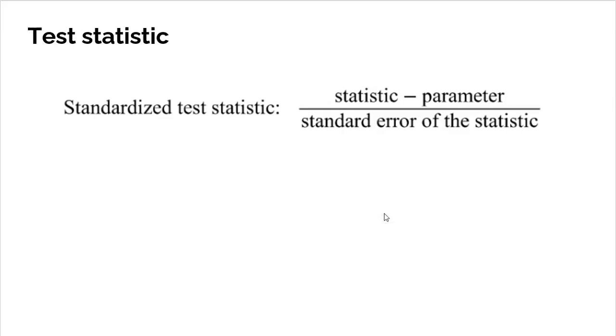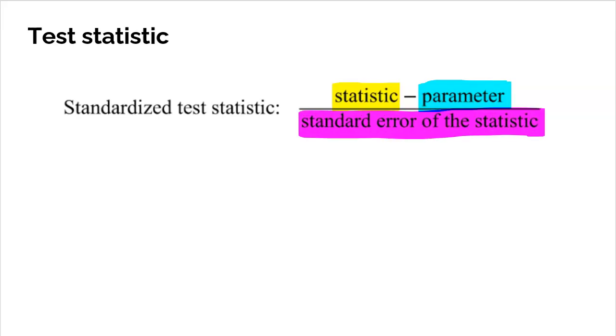This is the generic formula for what we call a test statistic, which determines where a statistic falls on the sampling distribution. We take our statistic and subtract the parameter. This comes from the null, what we thought was true. Then we divide by the standard error of that statistic.